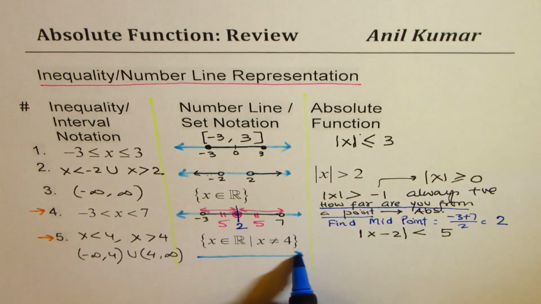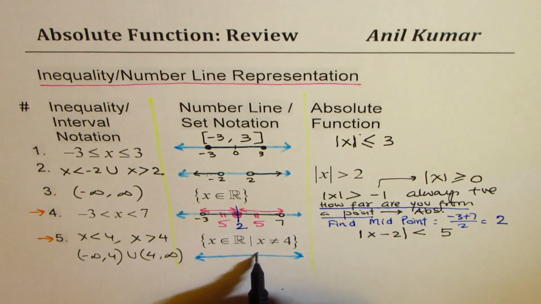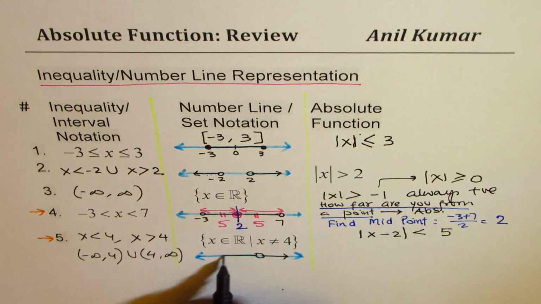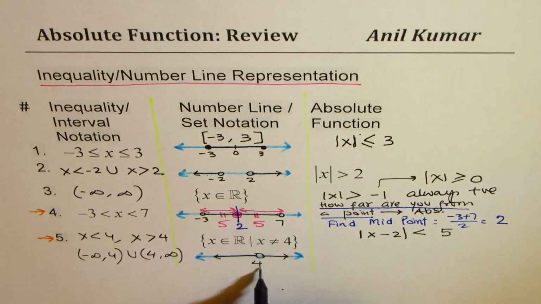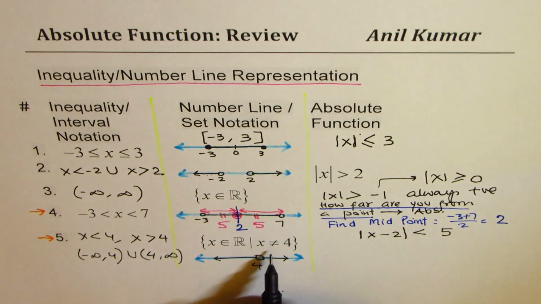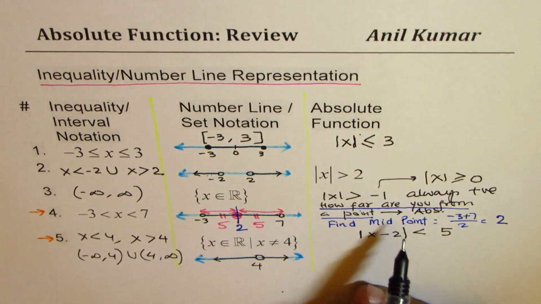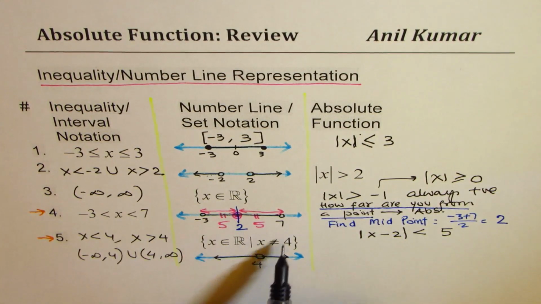On a number line, you can represent this as a hole at 4 and extend both sides. Does it make sense to you? Now these are important parts also. How do you represent this as an absolute function? That's a key question.